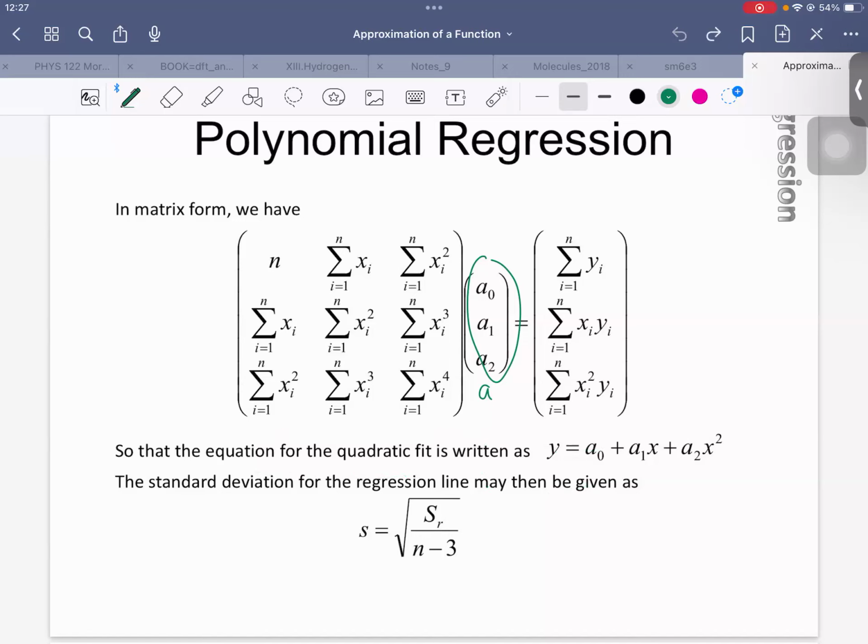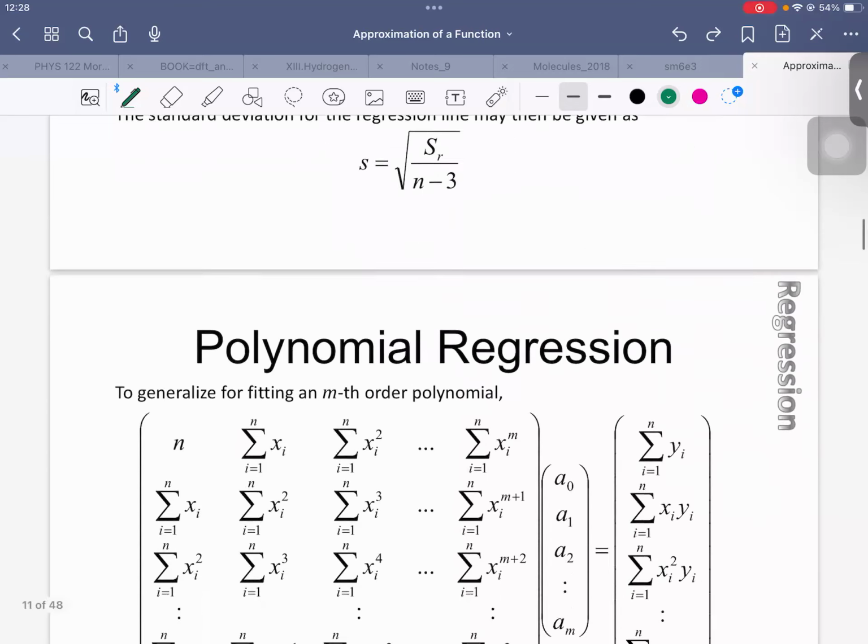Okay? So for this case, this is only for the second degree, so quadratic. Now this deviation is a bit different. So earlier in the linear, this is actually -2. Now when you go to quadratic, this is -3. That's a slight difference. Okay? All right, so let's continue.